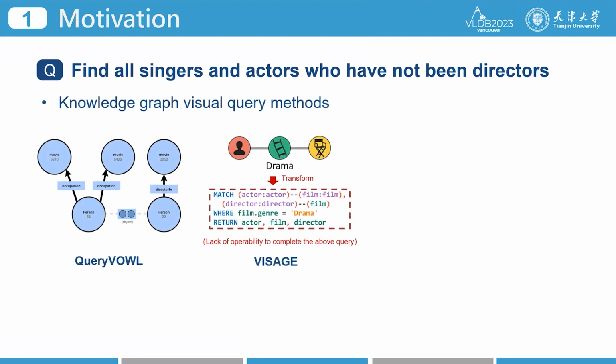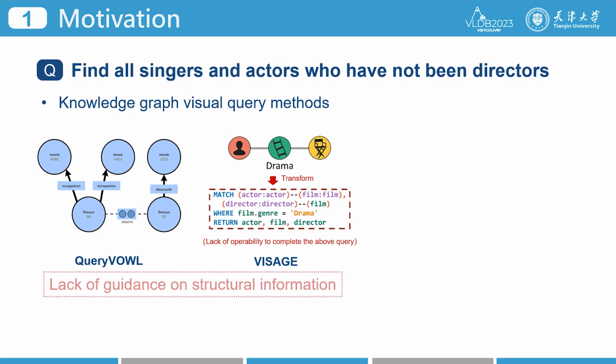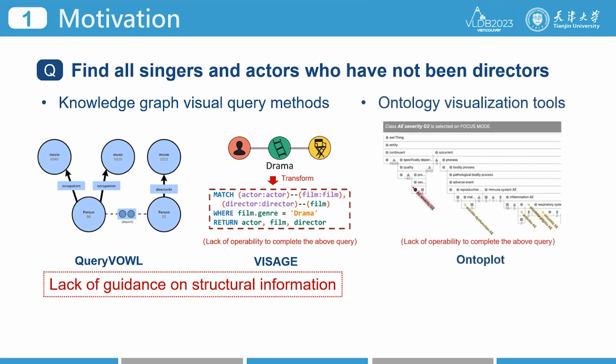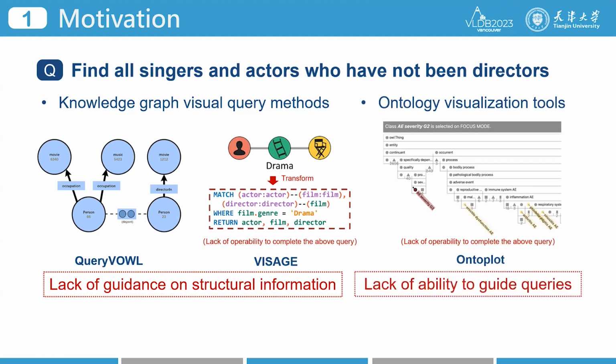And the existing visual query methods like QueryVis and ViSage mainly focus on the detailed construction process of query patterns, which ignores global information in schema layers. As for the ontology visualization tools, they only visualize the schema of knowledge graphs and neglect the data layer, which causes difficulty for users to leverage ontologies to guide their queries on knowledge graphs.